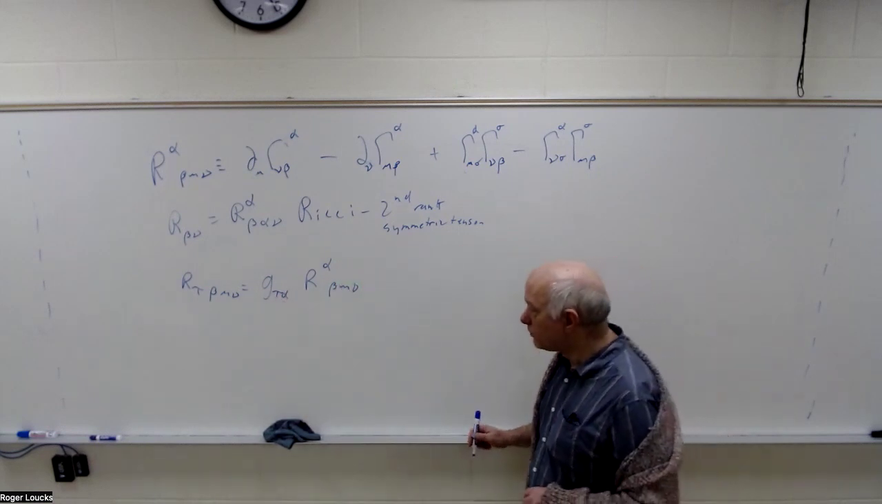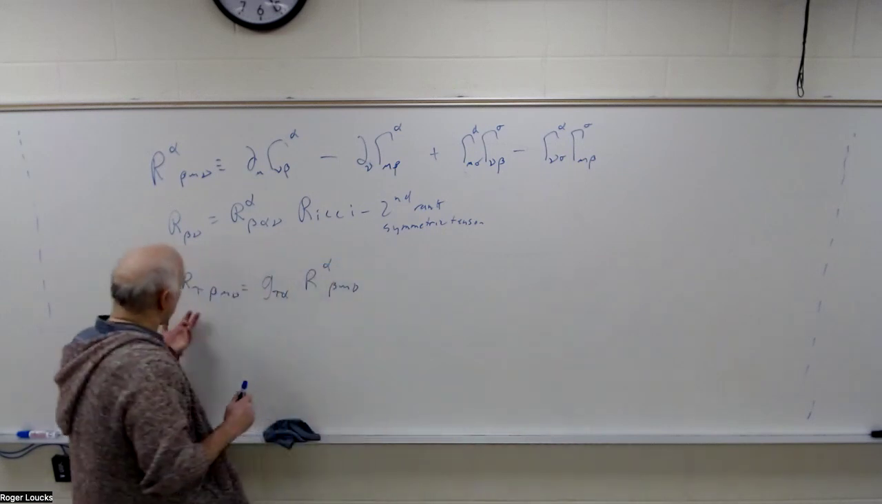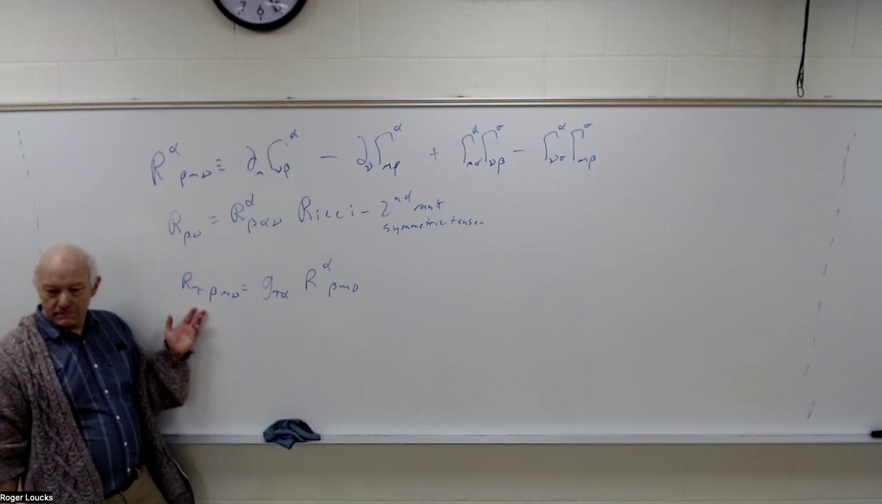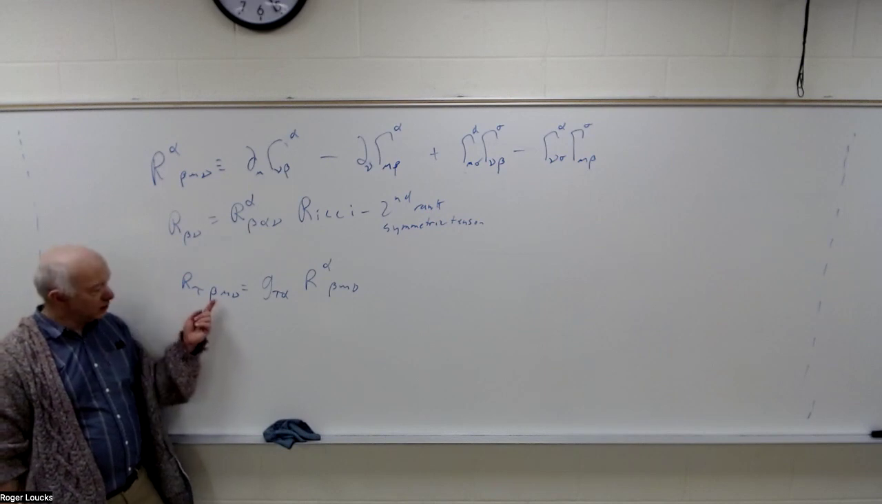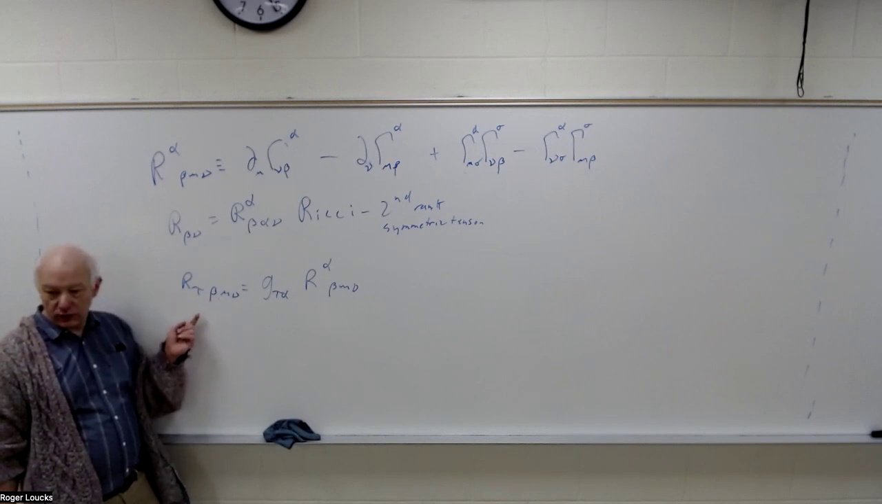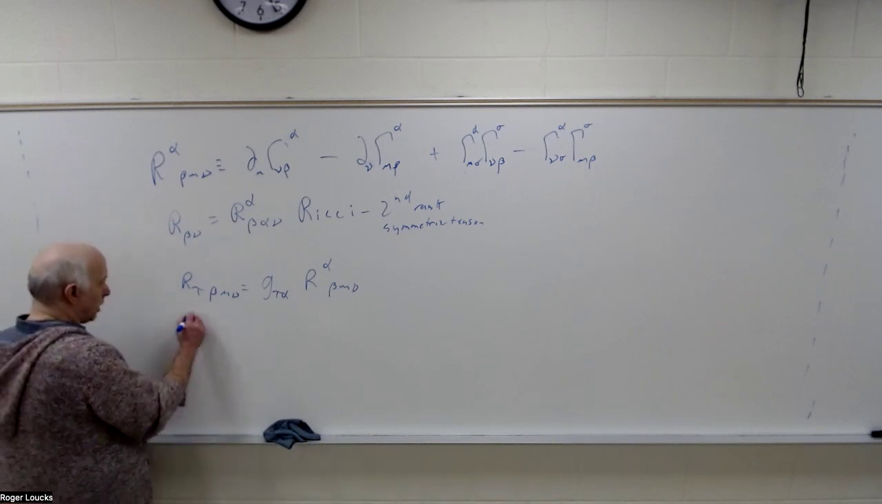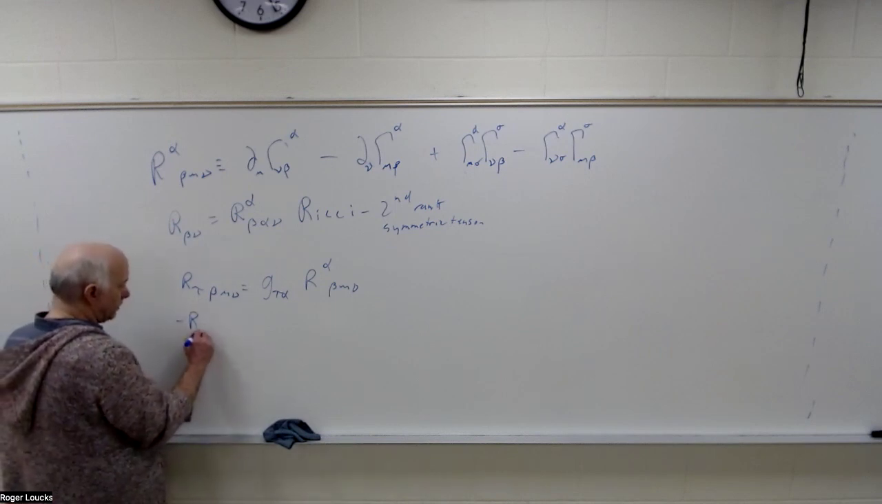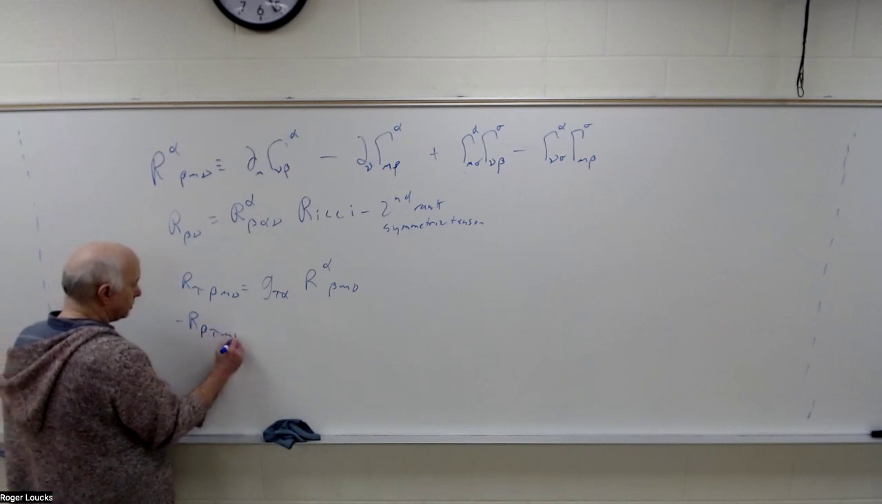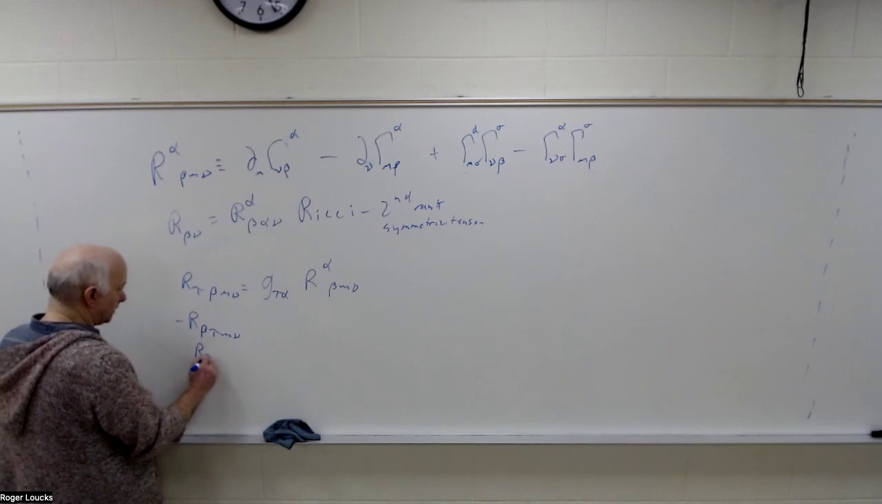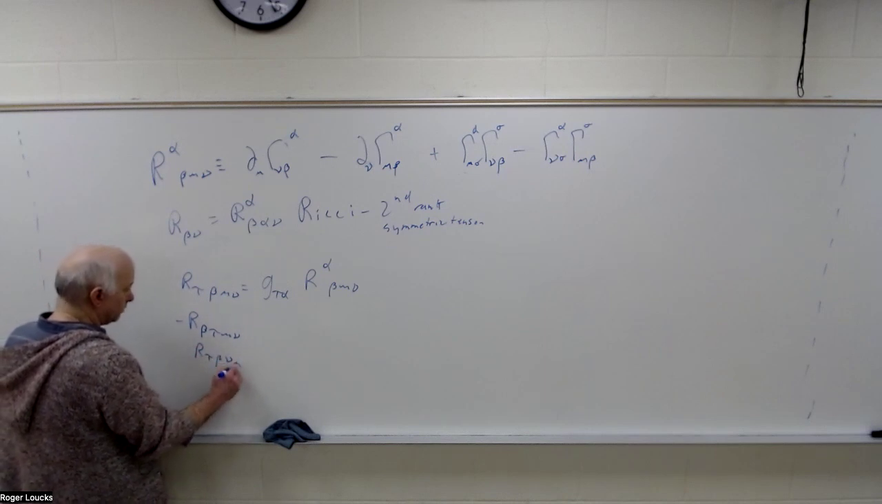Now, what do we know of this one? This has a whole bunch of properties to it. What are they? It is anti-symmetric in mu nu, but also anti-symmetric in tau beta. So this would be minus R beta tau mu nu, so it's anti-symmetric there. And it's anti-symmetric in these guys, R tau beta mu, this is minus.